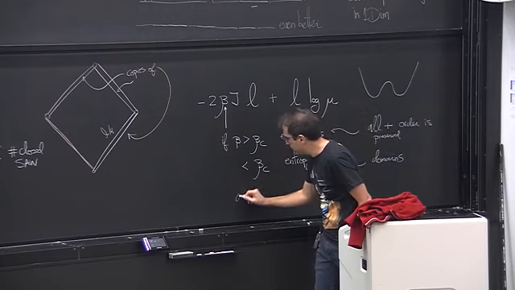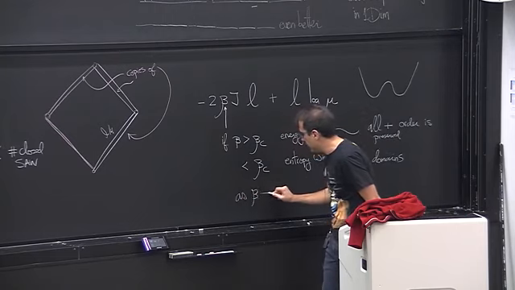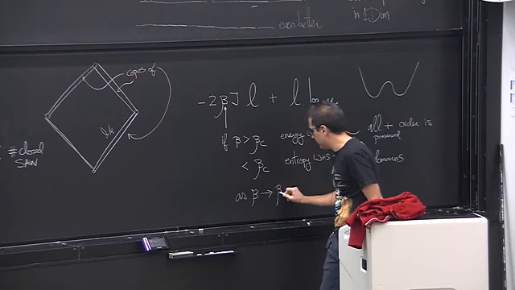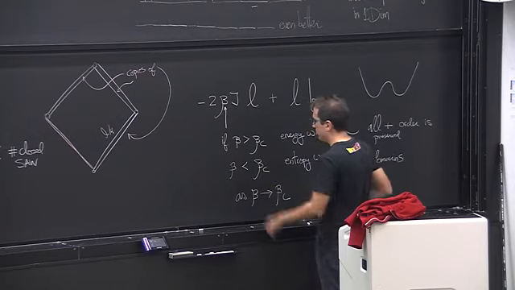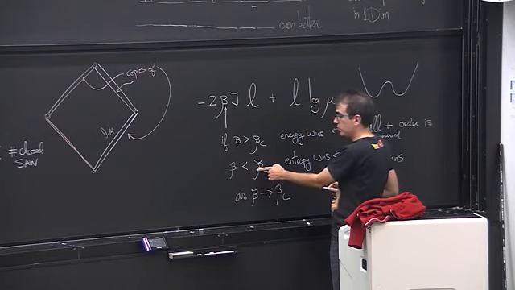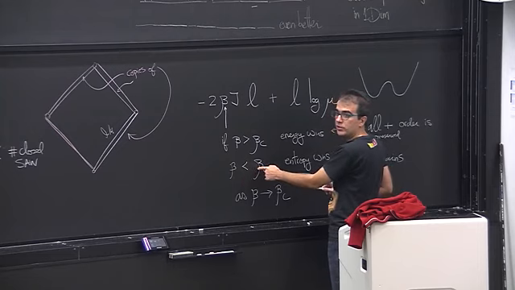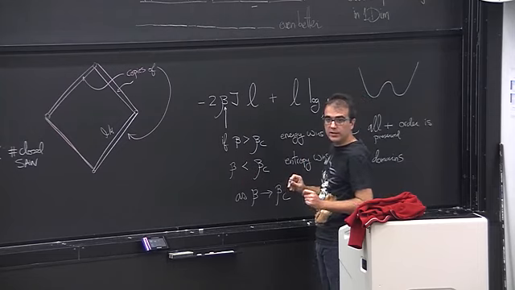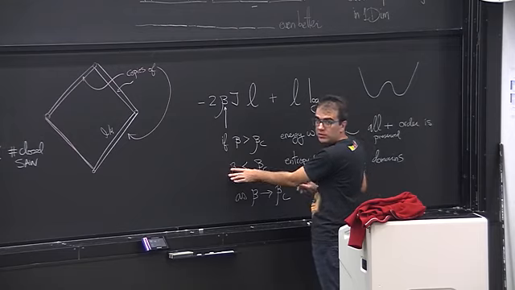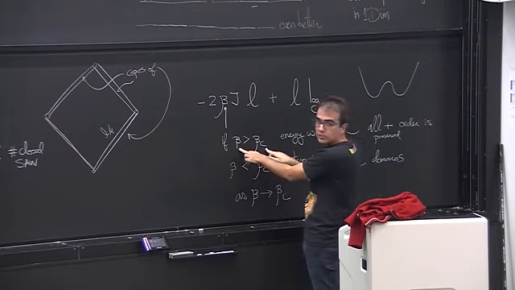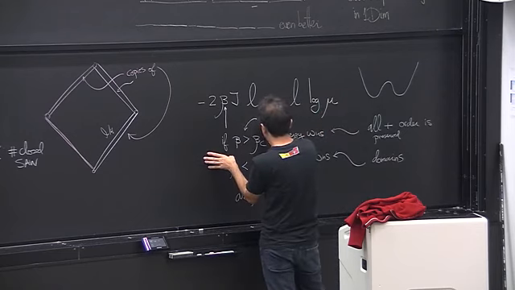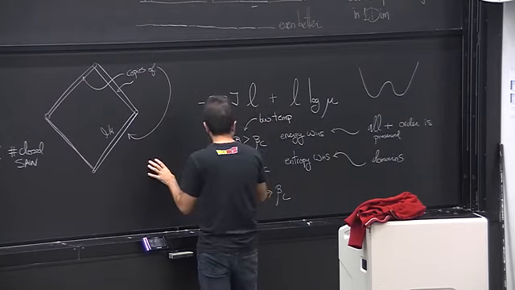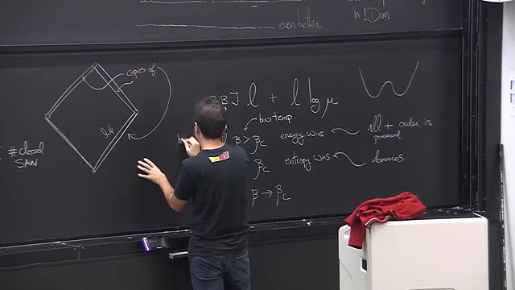As beta approaches the critical value, notice that beta smaller than some critical value means temperature is bigger than some critical temperature, since temperature is 1 over beta. So this is high temperature, and there is no order. And this is low temperature, and there is order. So this is the low temperature regime, and this is the high temperature regime.